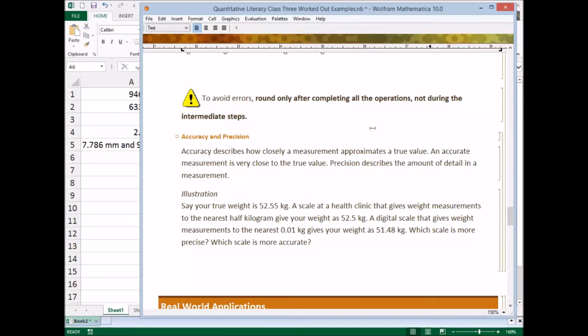Well, the accurate is closer to the true value. So between these two numbers, 52.5 kilogram is more accurate because it's closer to the actual value. So the one at clinic is more accurate. The one at a digital scale gives you 51.48 kilogram. That means it has more digits, more significant digits. So that makes this one more precise because it gives you the weight in more detail. So this is more precise. This would be more accurate. Okay.